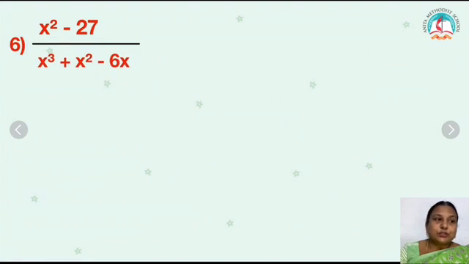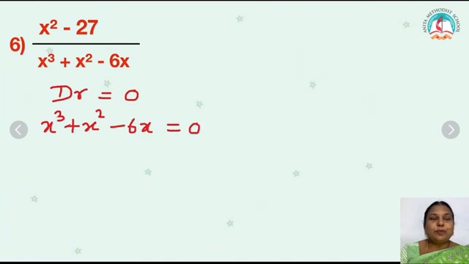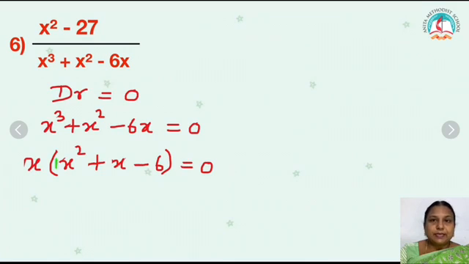Now the next problem. x squared minus 27 divided by x cube plus x squared minus 6x. What do we have to do, children? Yes, we have to equate the denominator to 0. What is our denominator? x cube plus x squared minus 6x equal to 0. Here in all the terms x is common. So I am taking the x out. So x into x squared plus x minus 6 equal to 0.